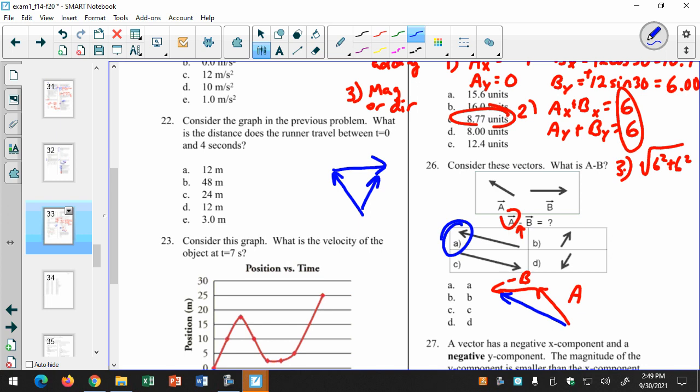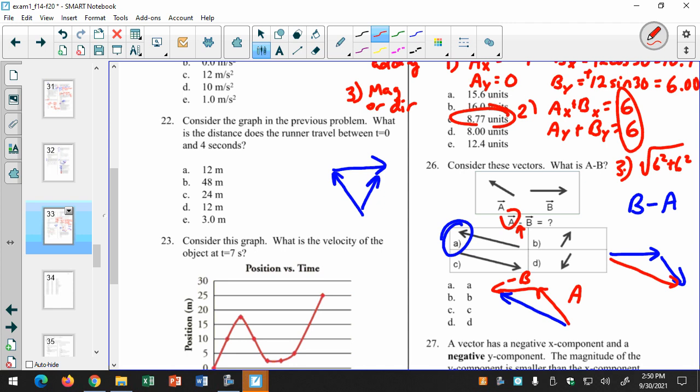And so, what if you had like B minus A instead? If I had B minus A, yeah, let's try that. B minus A. So B is right here. Minus A is just the opposite of A. So it looks like that. And so the resultant looks like this. So it would be C would be the answer for B minus A.